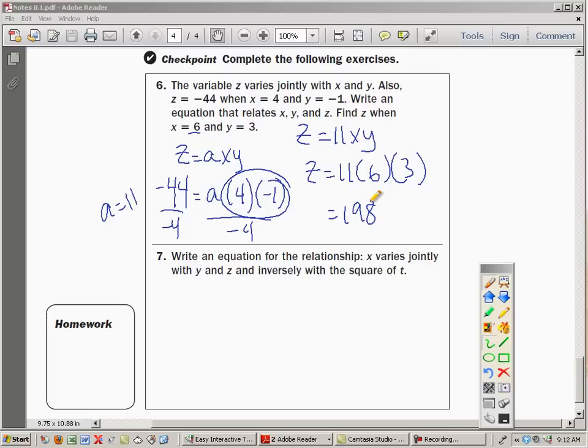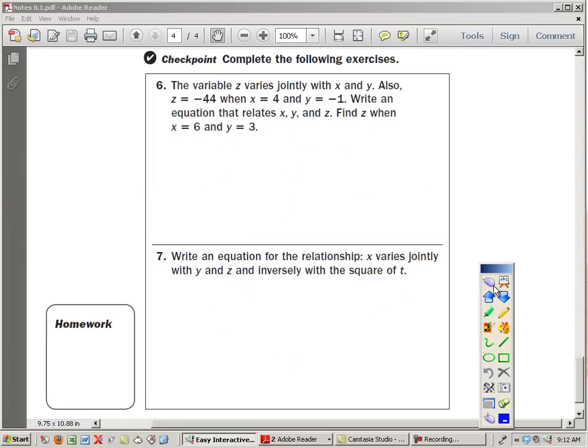All right, write an equation for the relationship. X varies jointly with y and z and inversely with the square of t. So x varies jointly with y and z, but inversely with the square of t. All right, so inversely says the square of t goes on the bottom. Jointly says that y and z are on top with my constant of variation, which is always a. All right, so that's what we can do with that particular problem. So that is joint and inverse variation, and that concludes lesson 8.1.